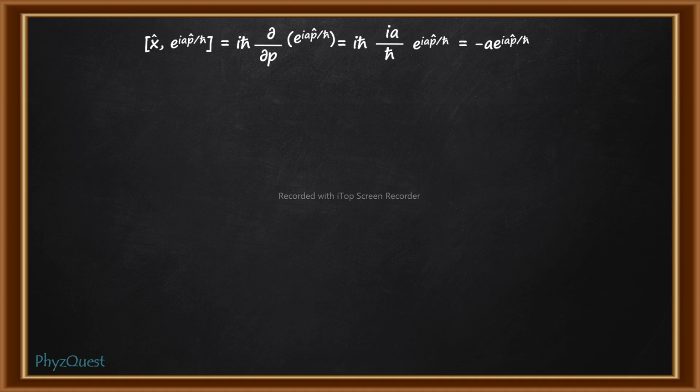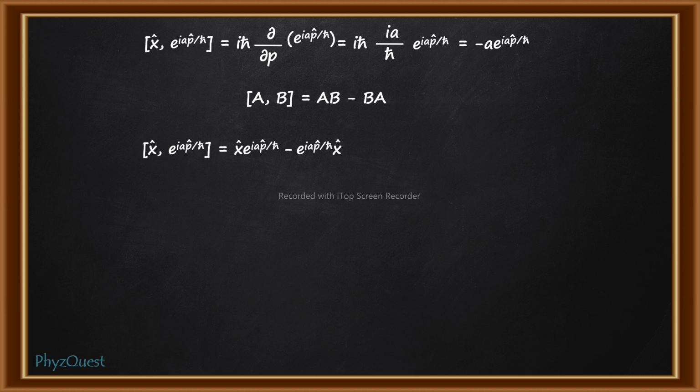So this is as per the formula for the commutation relationship between position and a function of the momentum operator. Now when we want to expand it in commutation form, as per the expanded form, the commutation relationship between A and B will be AB minus BA. So the commutation relationship between x cap and e to the power i a p cap by ħ will be equal to x cap e to the power i a p cap by ħ minus e to the power i a p cap by ħ x cap.